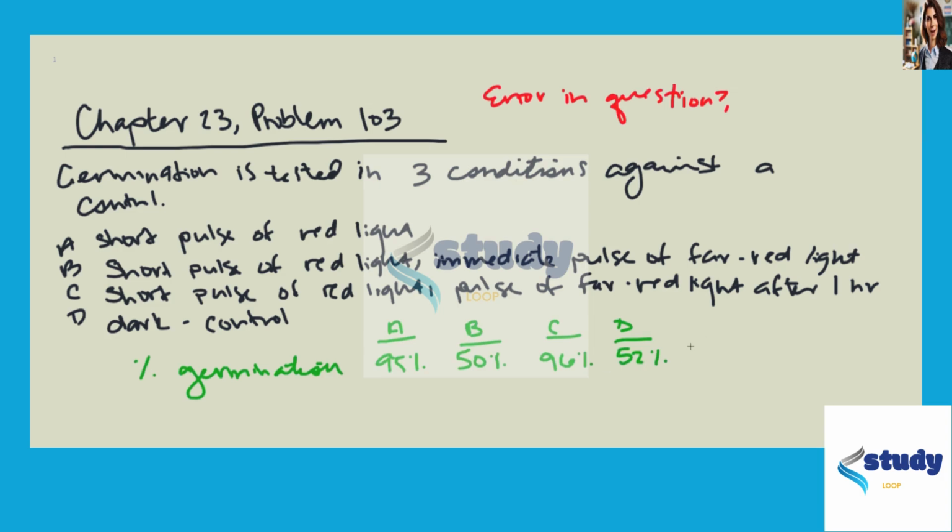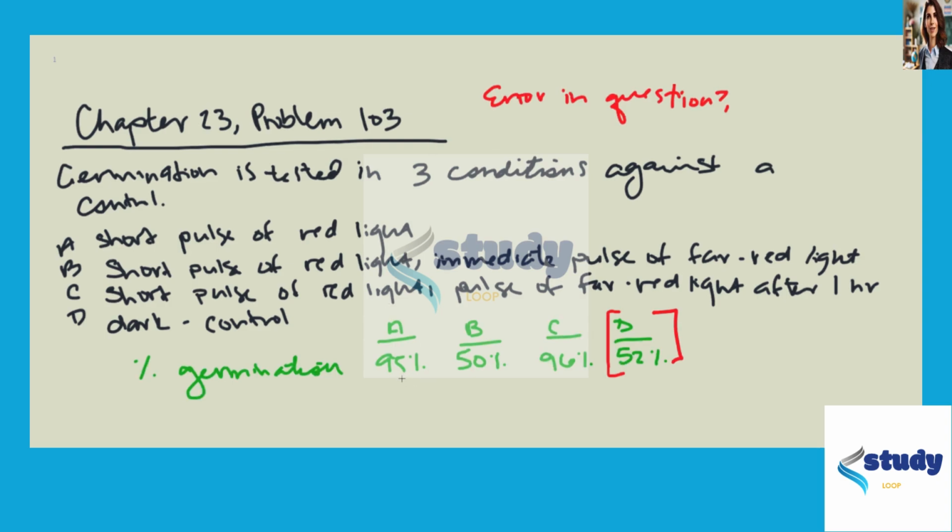So I altered the experiment choices just a little bit to make the table make more sense given the answers. Experimental condition A is a short pulse of red light. B is a short pulse of red light immediately followed by a pulse of far red light. C is a short pulse of red light followed by a pulse of far red light after an hour of rest. And D is a control that's just left in the dark. So D serves as our baseline here, receiving no red light at all.